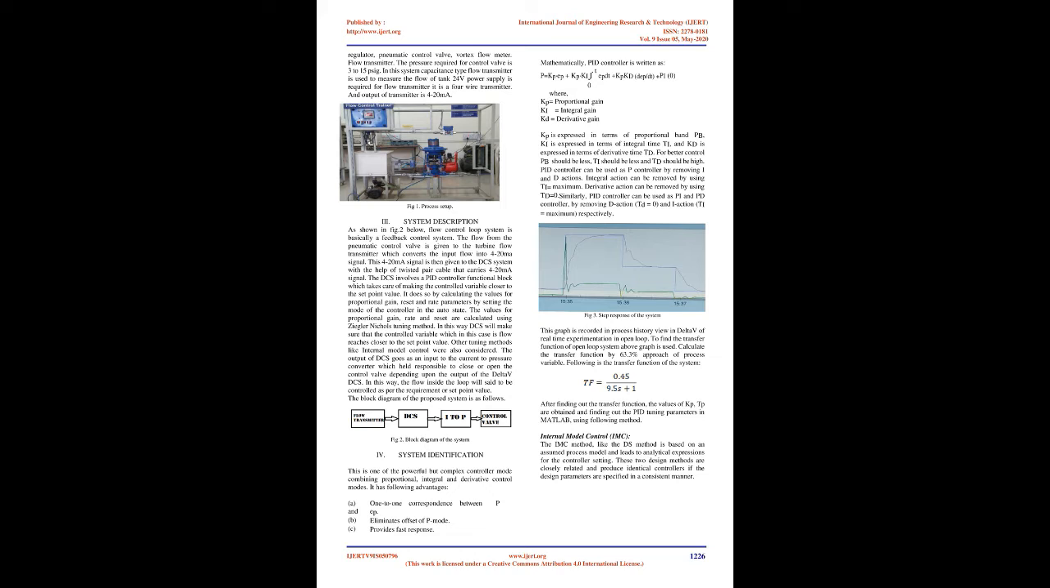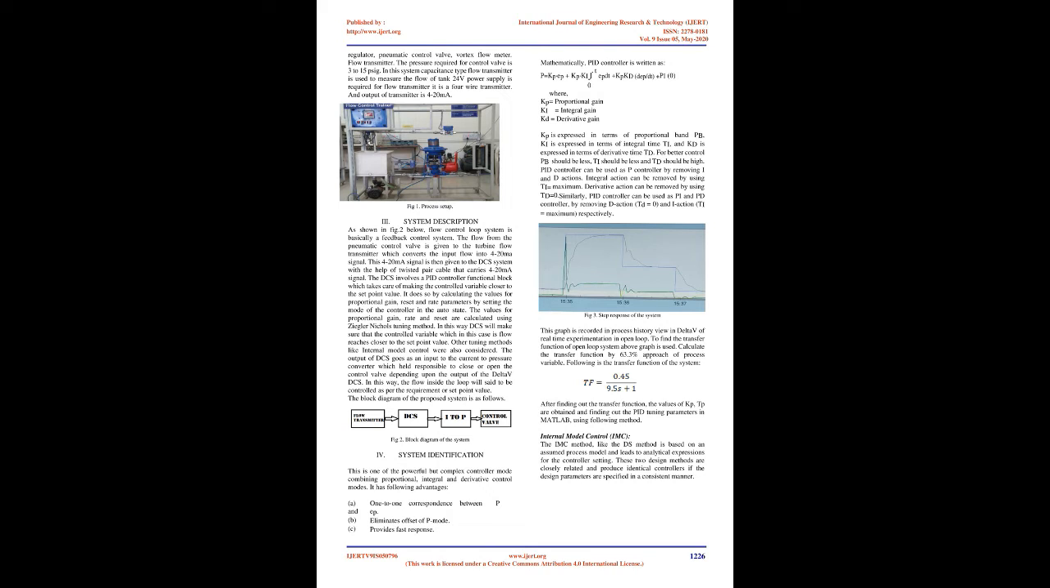4. System description, as shown in Figure 2 below. The flow control loop system is basically a feedback control system. The flow from the pneumatic control valve is given to the turbine flow transmitter, which converts the input flow into a 4-20 mA signal. This 4-20 mA signal is then given to the DCS system with the help of twisted pair cable that carries the 4-20 mA signal.